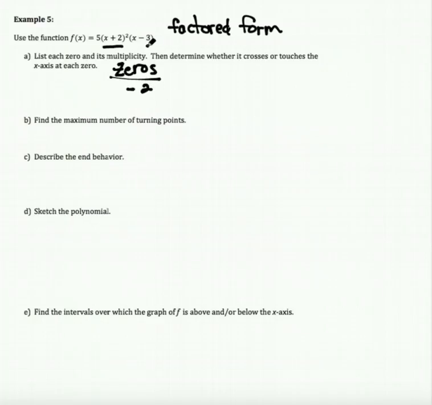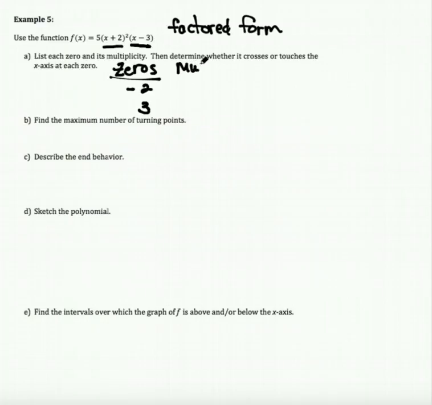My second 0 is going to come from this factor, x minus 3. What makes that equal to 0? Well, 3. So my two zeros are negative 2 and positive 3. Then it wants to know the multiplicity.